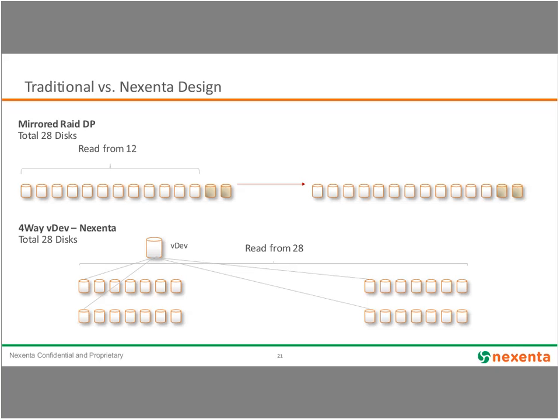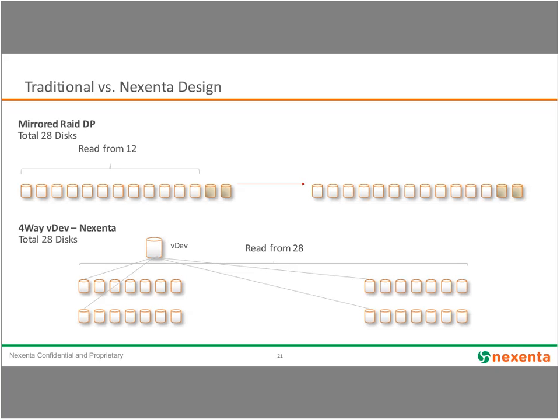With Nexenta and Atto, Atto is presenting all the back-end disks as a fiber channel target to us. We're grouping them together in VDEFs and an active pool, and we read from all the disks. They are basically a four-way mirror, all the VDEFs, and that gives you the read performance of all the 28 disks.